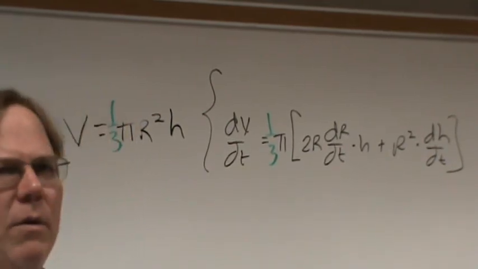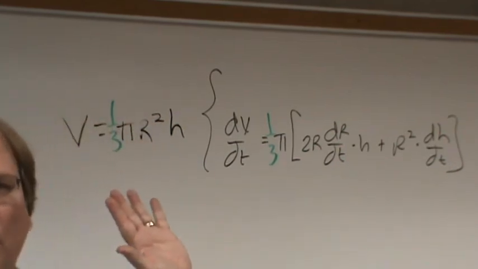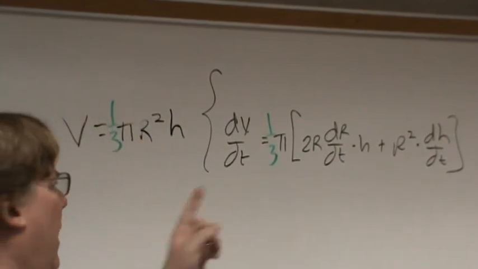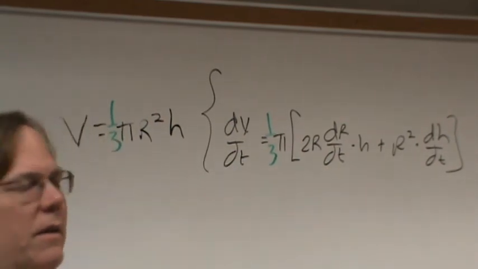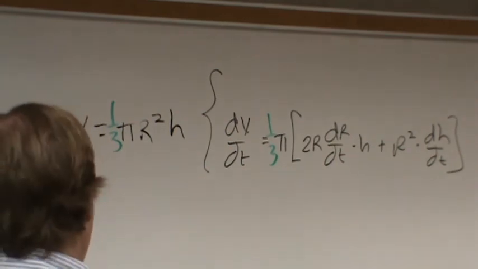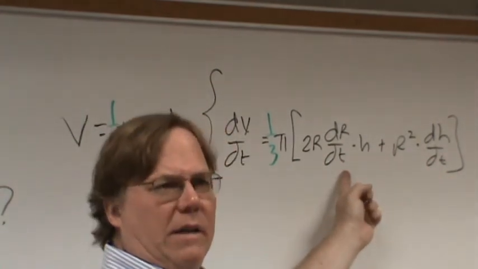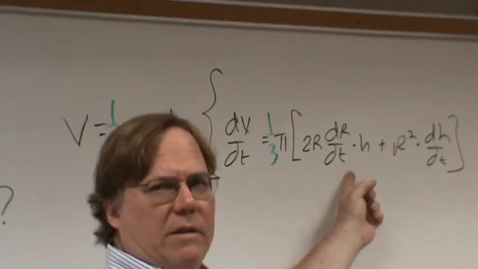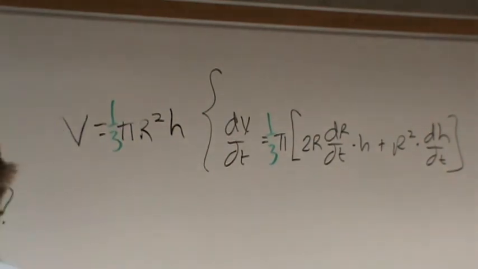But here's the point I want to make. Everything I wrote here is totally wonderful, except for one thing. I don't know what dr/dt is, and I don't care what dr/dt is. So I've got an equation with two unknowns. I don't know what dH/dt is, that's what they're asking me to find, and I don't know what dr/dt is. So I can't just keep it like this.